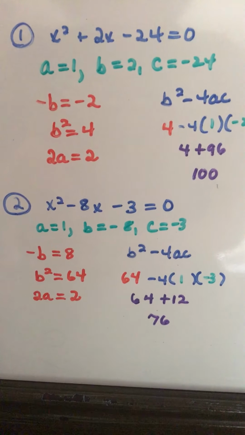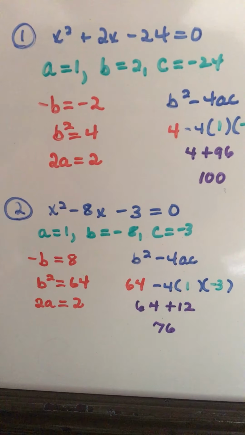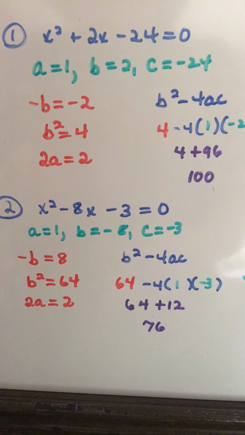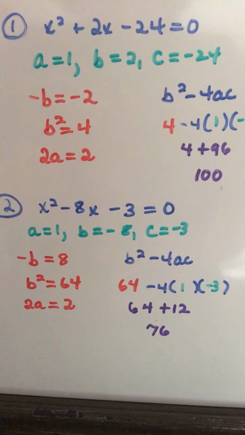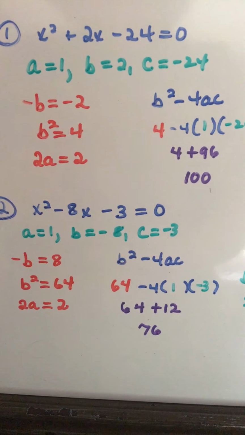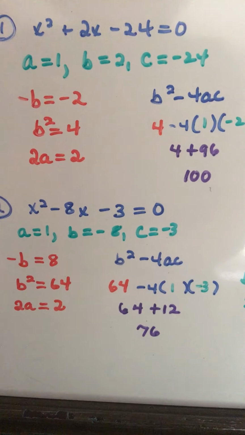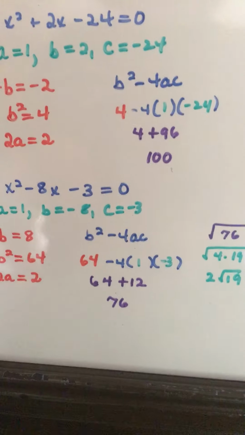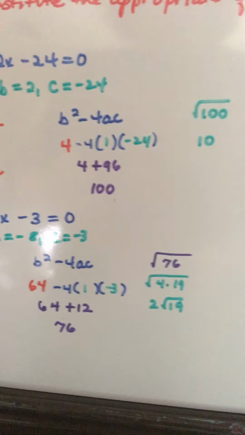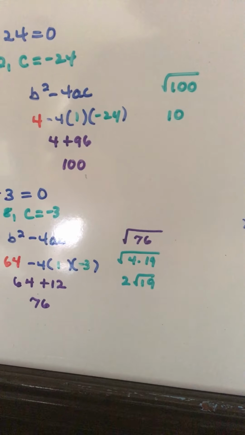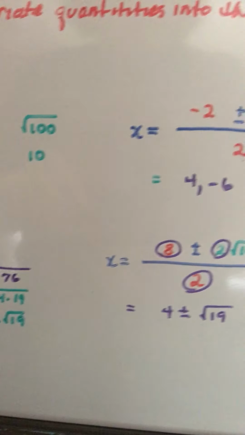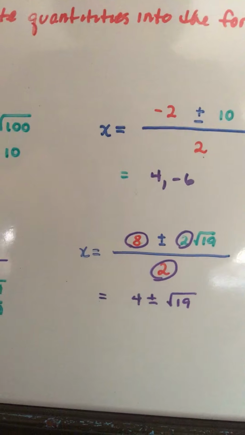Now this one can't be factored. A is 1, B is negative 8, C is negative 3. So negative b is a positive 8, b squared is a positive 64, twice a is 2. I insert into b squared minus 4ac, I get 76. 76 is 4 times 19, so the square root is 2 root 19. And I'm ready to substitute.